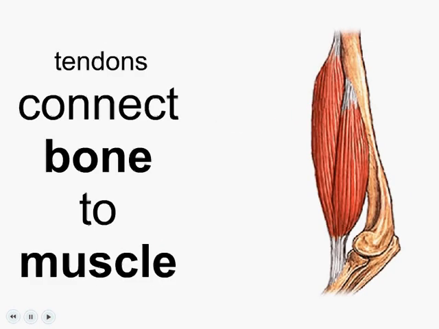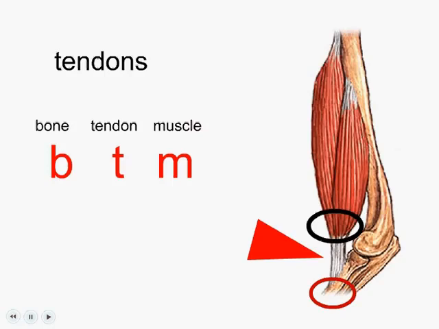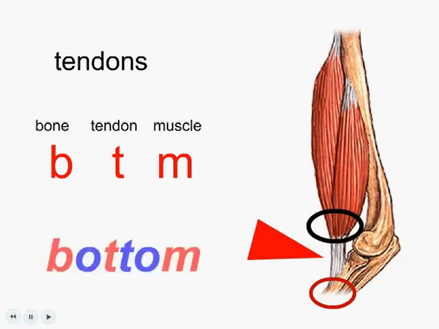All right. Tendons, then, they connect bone to muscle. Now, let's have a look at this picture of an arm. Okay? We've got bone connecting to muscle. Right here, this must be a tendon. It's connecting bone to muscle. So if you've got bone and then you've got muscle being connected, what's in between must be a tendon. How do you remember that? Well, it's bone, tendon, muscle, sort of spells bottom. Okay? Not blob, but bottom.